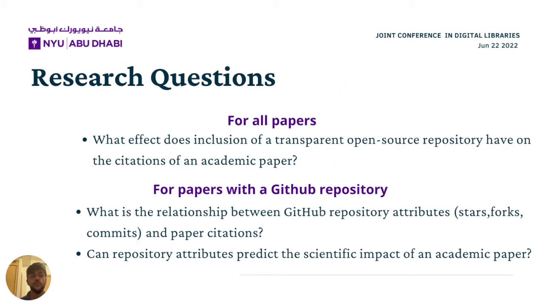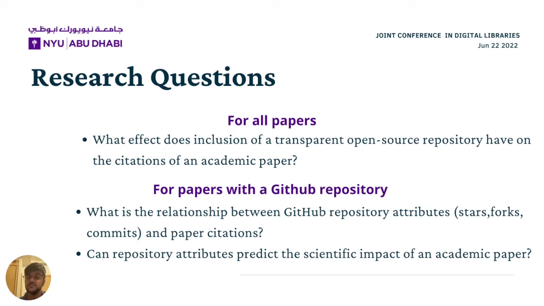So with that data collection out of the way, we decided to look at three major research questions. The first question is for all research papers, and it's about the effect of including a GitHub repo on the citations of a paper. We will quantify the statistical difference between papers with and without a repo. The other two questions are about the relationship between repository attributes and citations, so we will only be including papers with a GitHub repo.